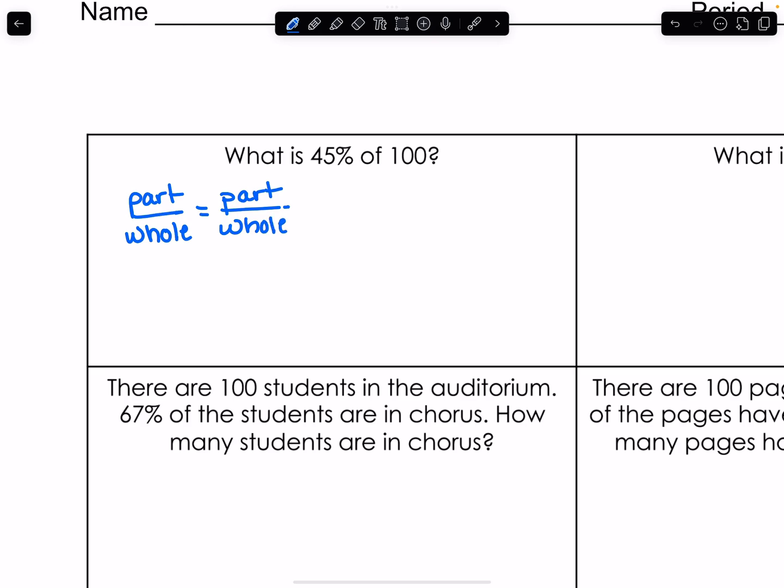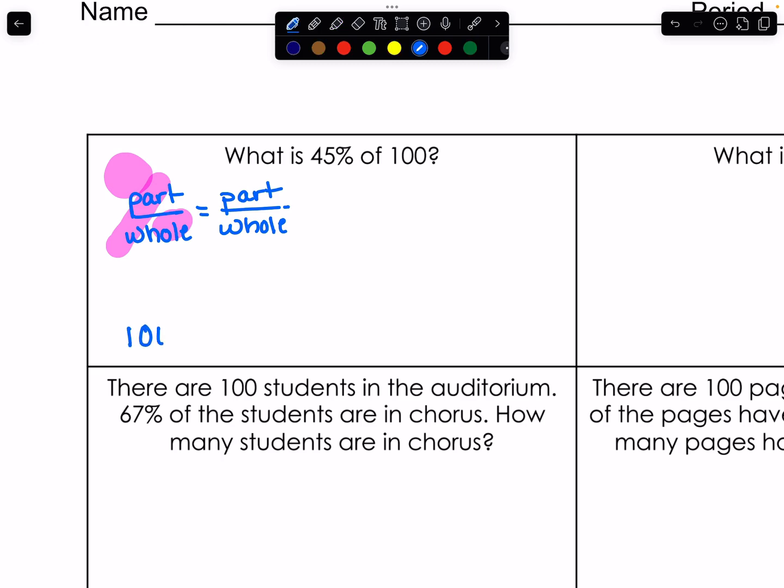Now, we always have one side that is going to be the percent side. So we will make one side be the percent side, which means that we know that the whole of the percent side is always 100. What we don't know is the part of the other side. So the 45% sticks with the 45 on that side, but in this case, we've got 100 there.